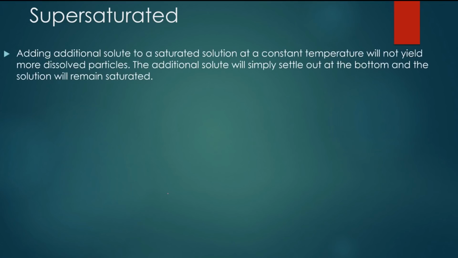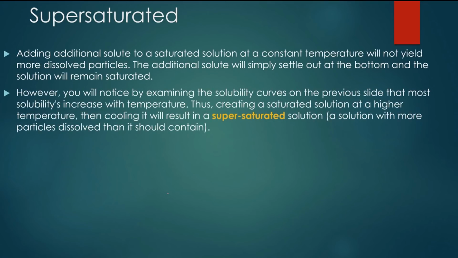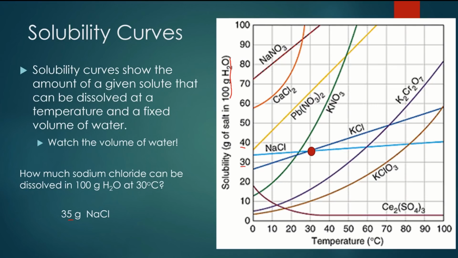In order to get a supersaturated solution, you would need to get those extra 5 grams dissolved into the water. That they're sitting on the bottom does not mean you have a supersaturated solution. But if you can get those extra 5 grams dissolved, so if you can get 40 grams of table salt dissolved in 100 grams of water at 30 degrees, you would have what's called a supersaturated or above saturated solution.